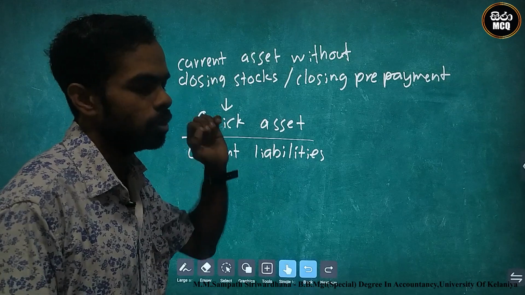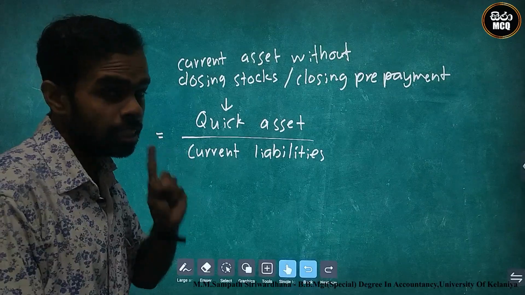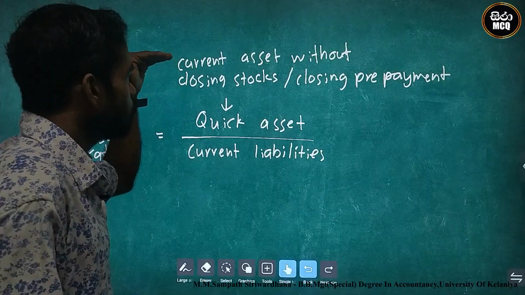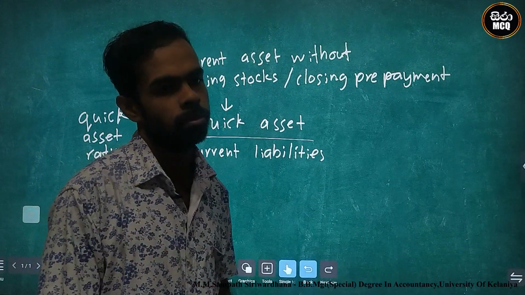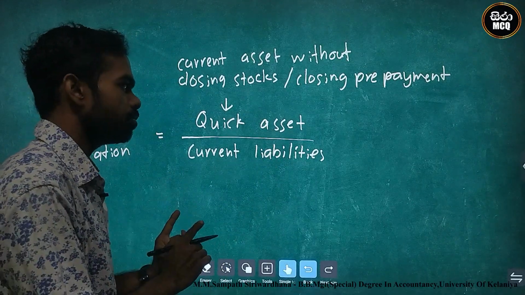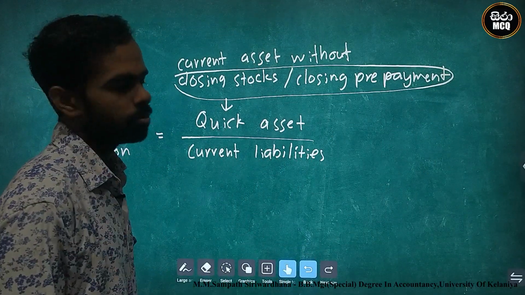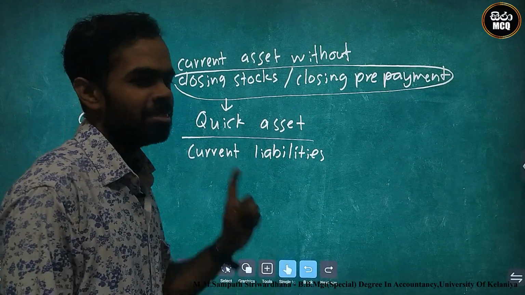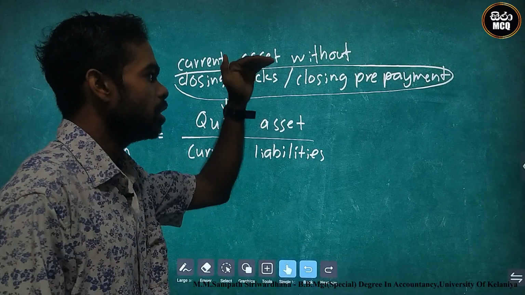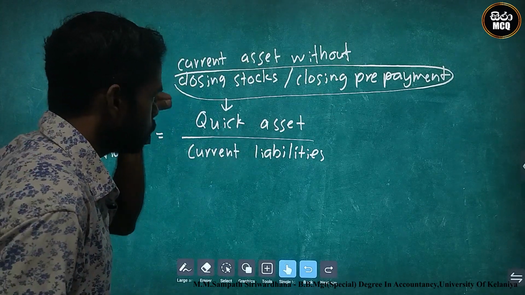What is not included? Closing stock and closing prepayment are not included. Other current assets are included in quick assets, but these two are not. So quick assets are all current assets excluding closing inventory and closing prepayments. Closing inventory and closing prepayments are not included in quick assets.